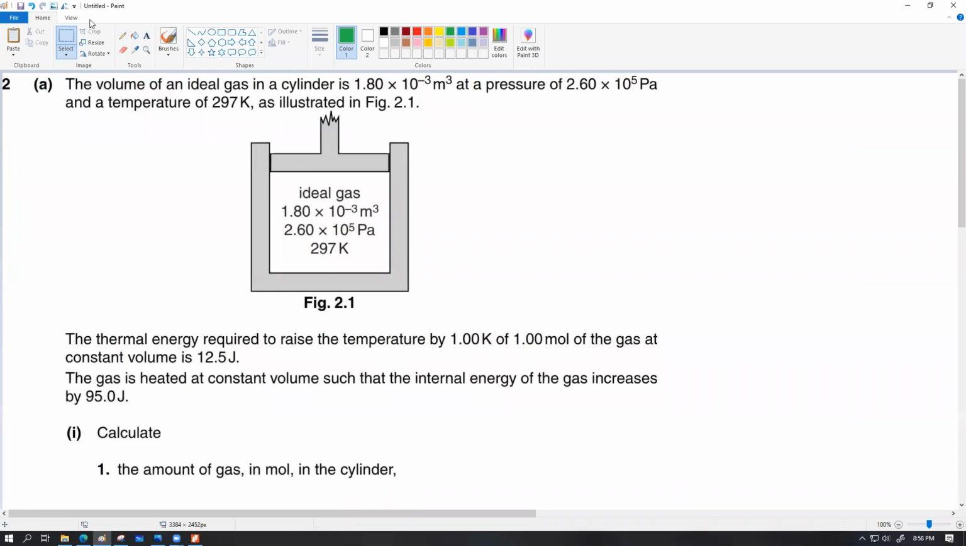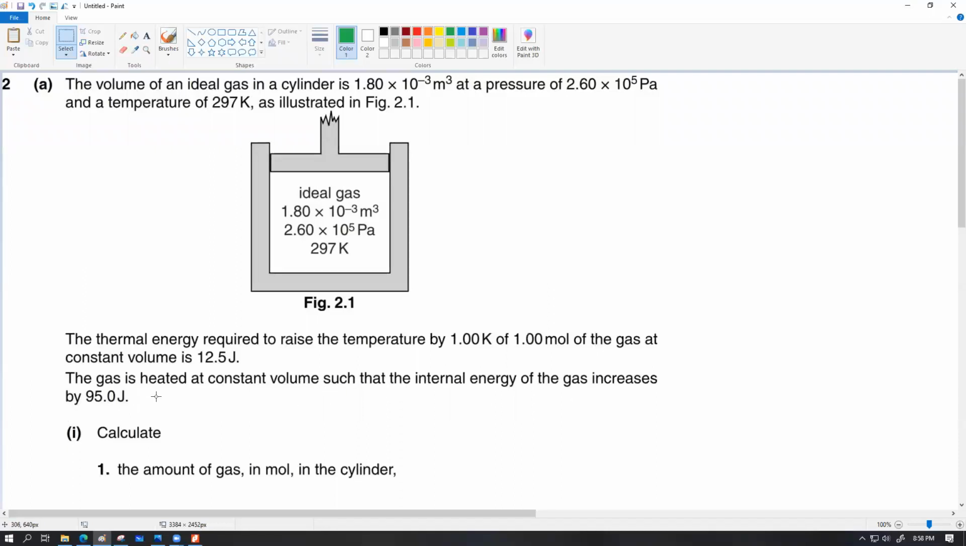Good old days. Okay, let's solve the question. The volume of an ideal gas in a cylinder is 1.80 times 10 to the minus something meter cube at a pressure of 2.6 times 10 to the 5 Pascal and at a temperature of 297 Kelvin as illustrated in figure 2.1. We have an ideal gas. We have all the parameters labeled. Good. The thermal energy required to raise the temperature by 1.00 Kelvin for 1.00 mole of the gas at constant volume is 12.5 joule. The gas is heated at constant volume such that the internal energy of the gas increases by 95.0 joule.